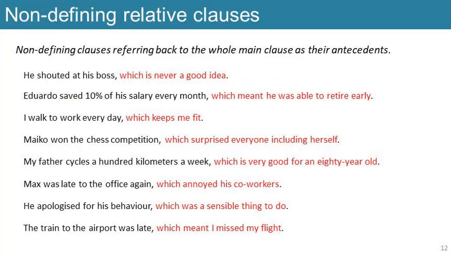A special kind of non-defining clause is a clause starting with the relative pronoun which, and referring back to the whole main clause as its antecedent. For example, he shouted at his boss, which is never a good idea. In this case, the relative clause is commenting on shouting at the boss, namely that it's never a good idea.